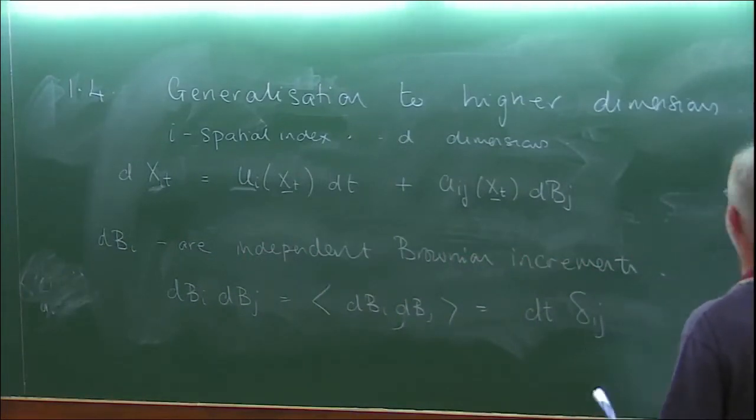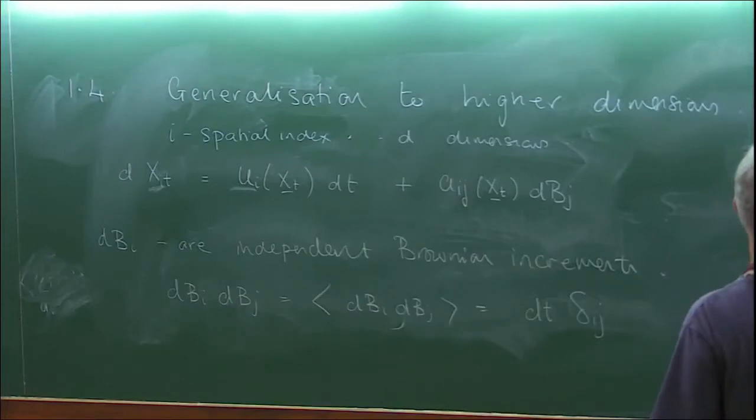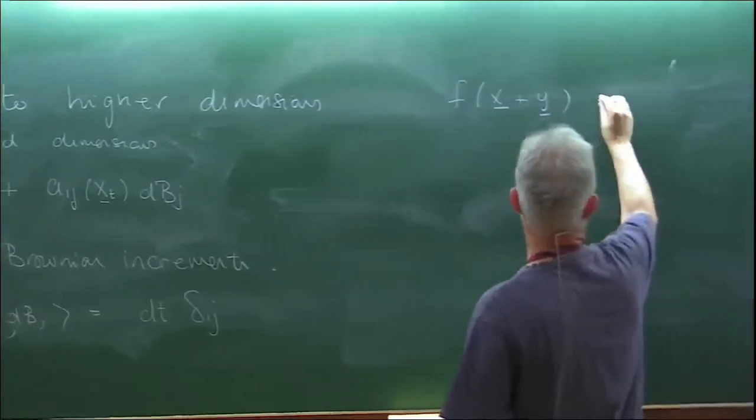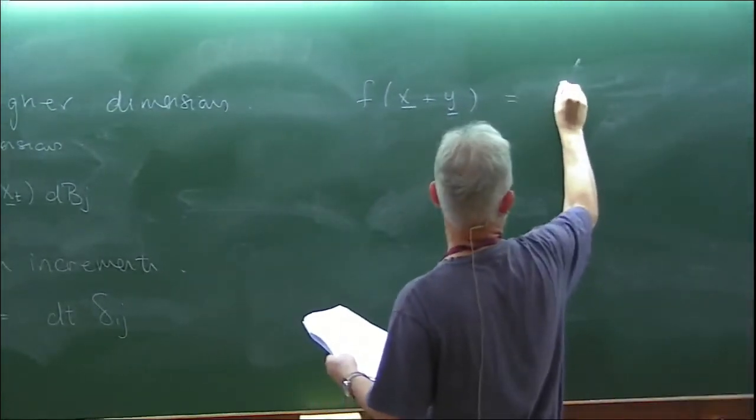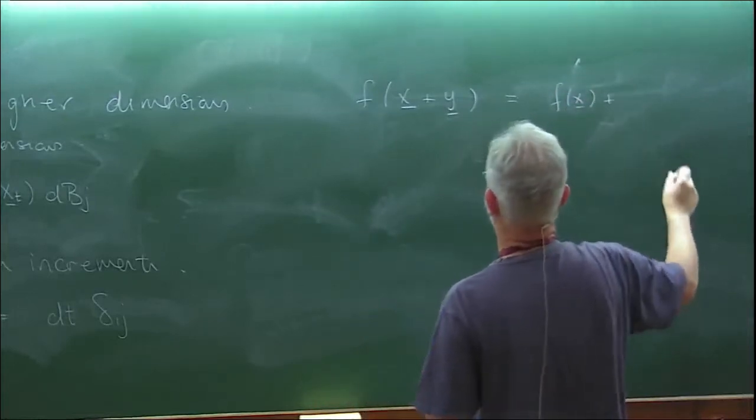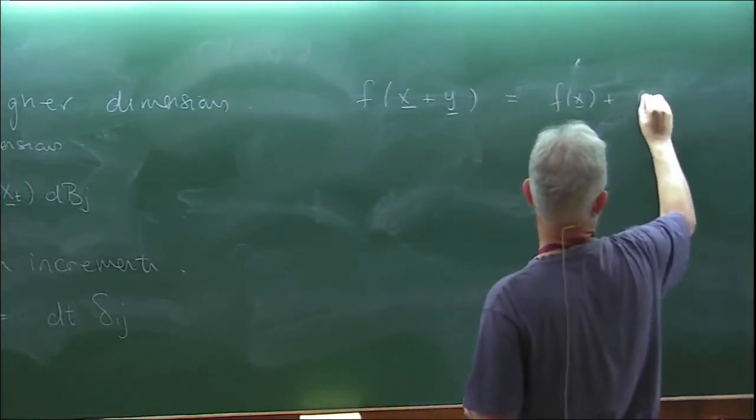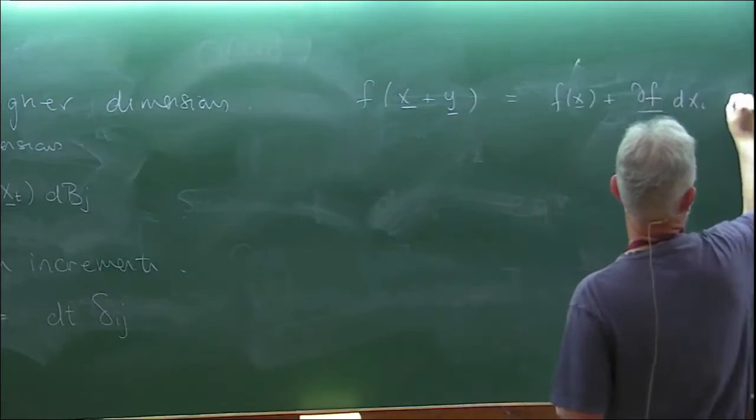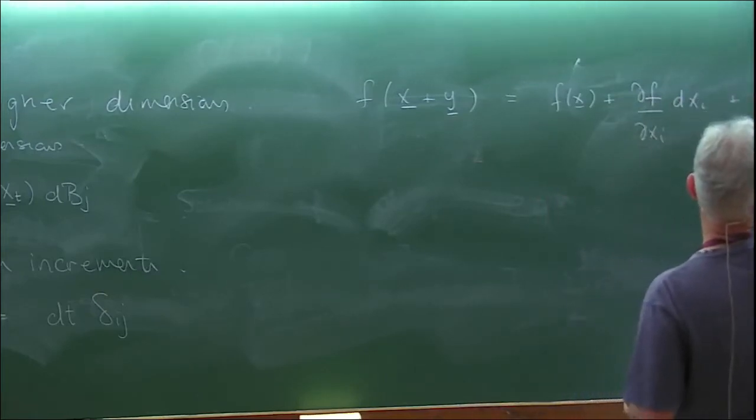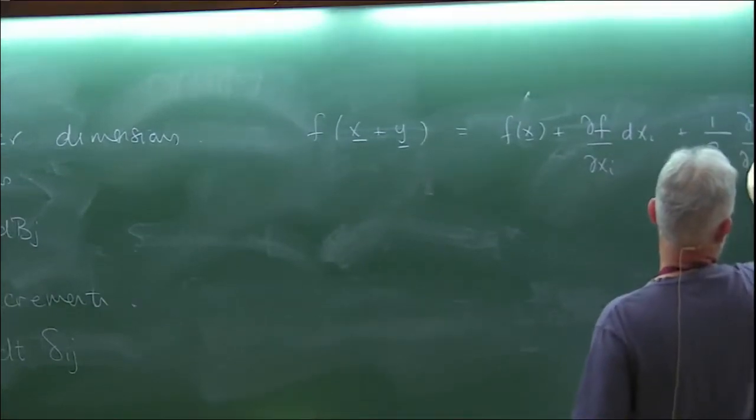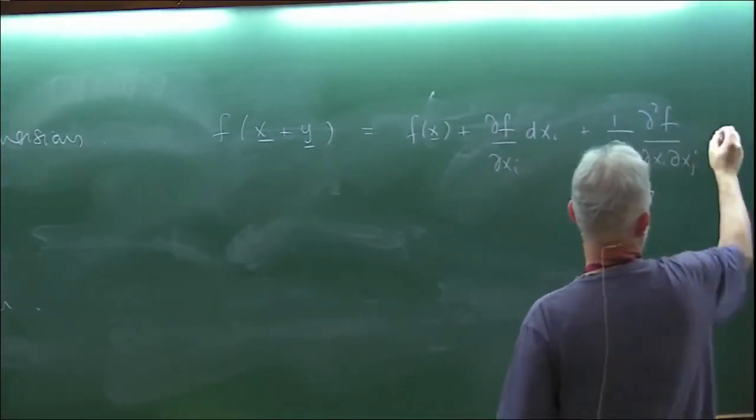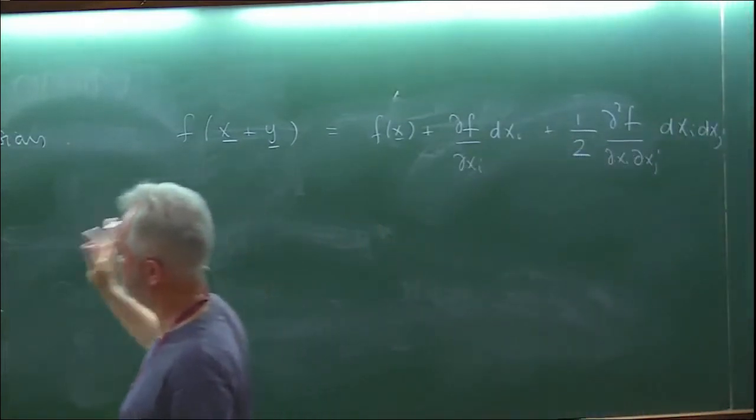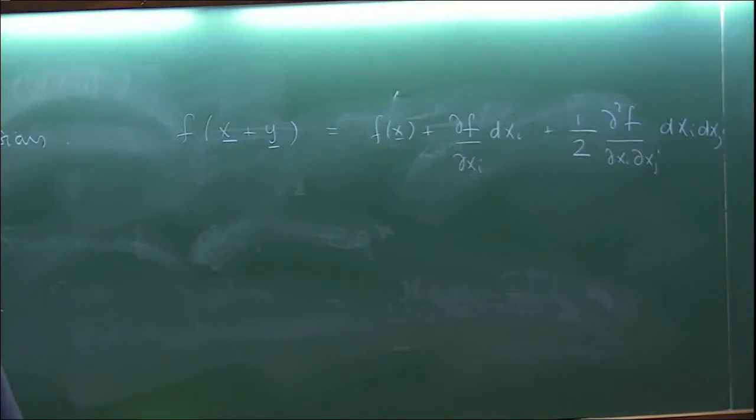And so that's my Ito convention. If I want to find the Ito rule, then I just use the Taylor expansion for a function f of x with a little increment y. So this is just equal to f of x. When you do the Ito calculus, you have to take the second derivative into account. So this gives you df by dx_i, dx_i. Then you have another term, which is a half d2f by dx_i dx_j, and then this gives me dx_i dx_j. So when I use the Ito rule here, I have to keep this term here.